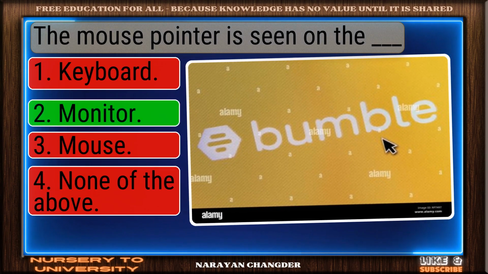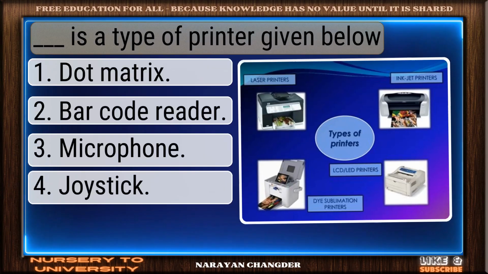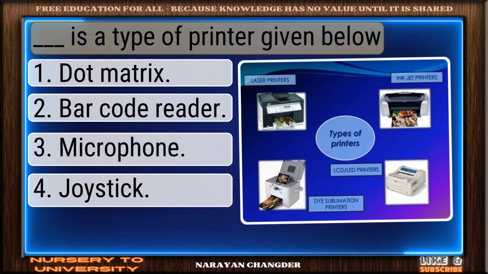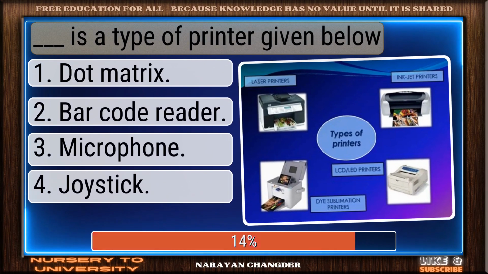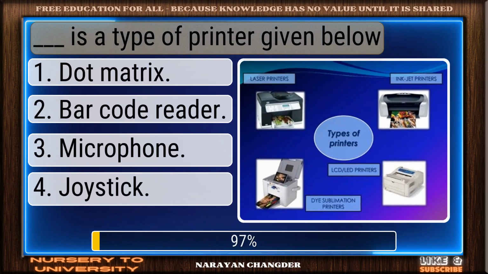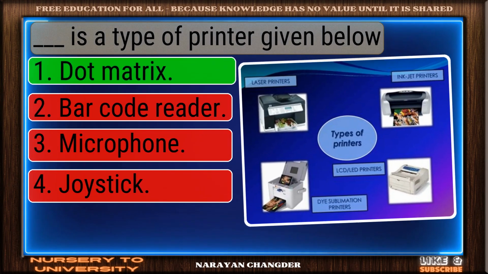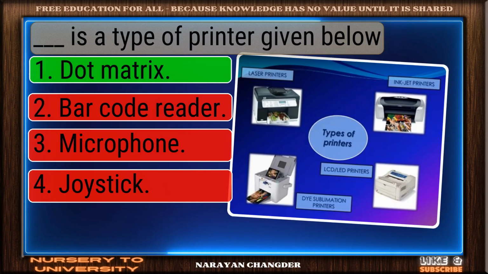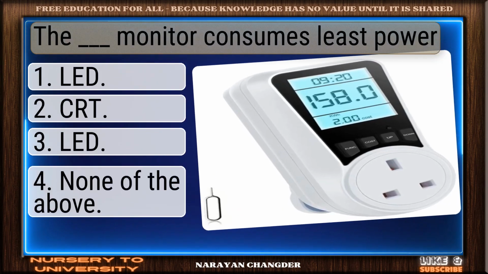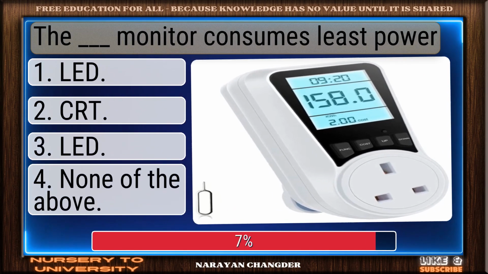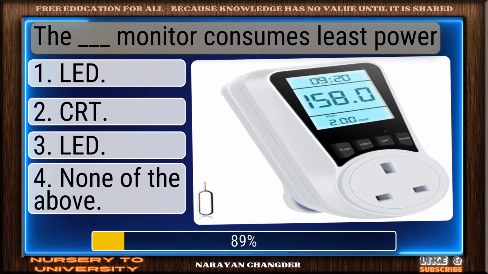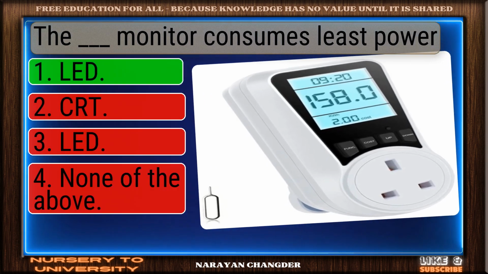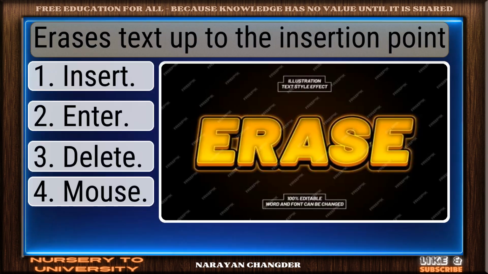Correct. Monitor is the right answer. Dash is a type of printer given below. Well picked. Dot matrix is the correct answer. The dash monitor consumes least power. Great thinking. LED is the right choice.